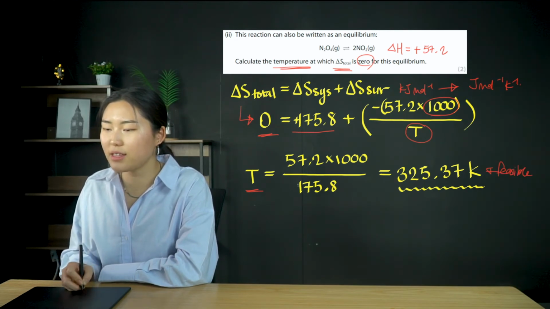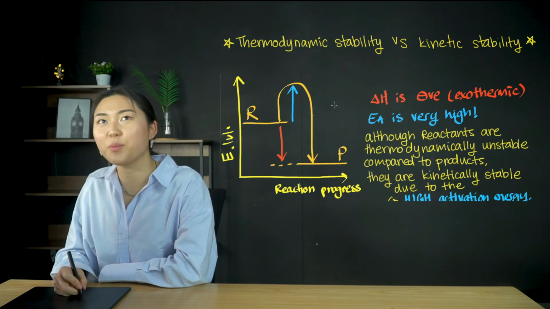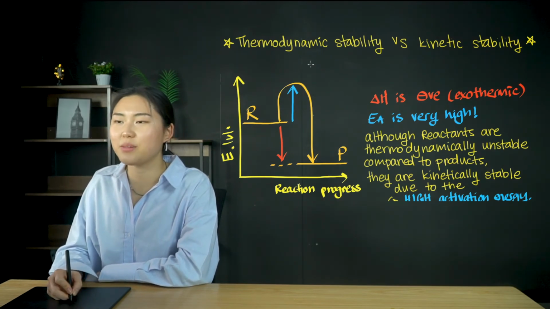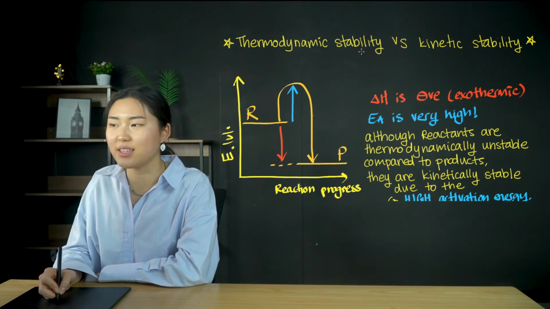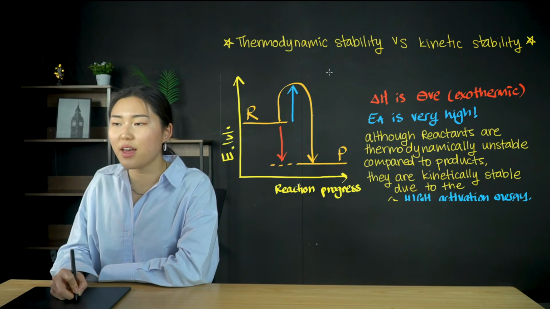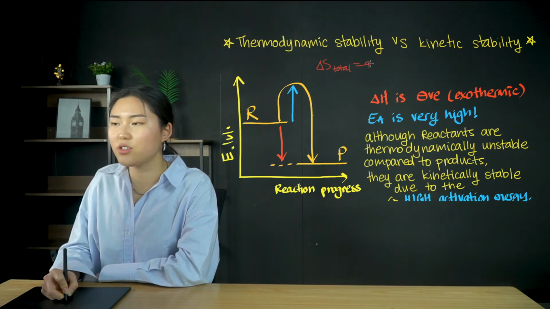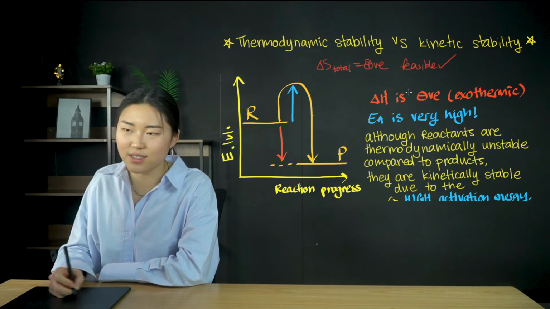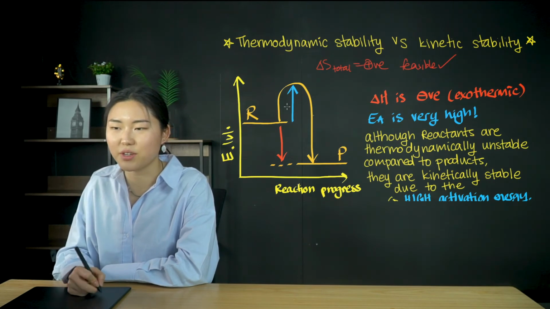we have another concept that we need to discuss. Thermodynamic stability versus kinetic stability. So we've learned that if delta S total is positive, the reaction is feasible, right? But that's not all in reality. So let's discuss this reaction over here.